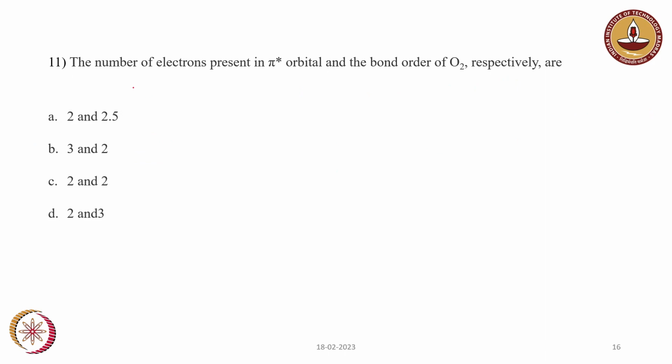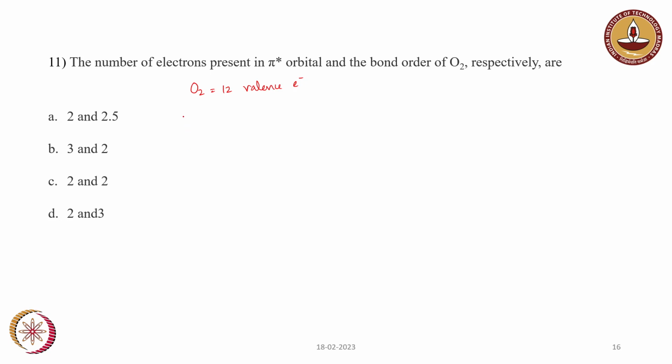The next question is the number of electrons present in pi star orbital and the bond order of O2 respectively are. Option A is 2 and 2.5, B is 2 and 3, C is 2 and 2, and D is 2 and 3. So in O2 there are 12 valence electrons.